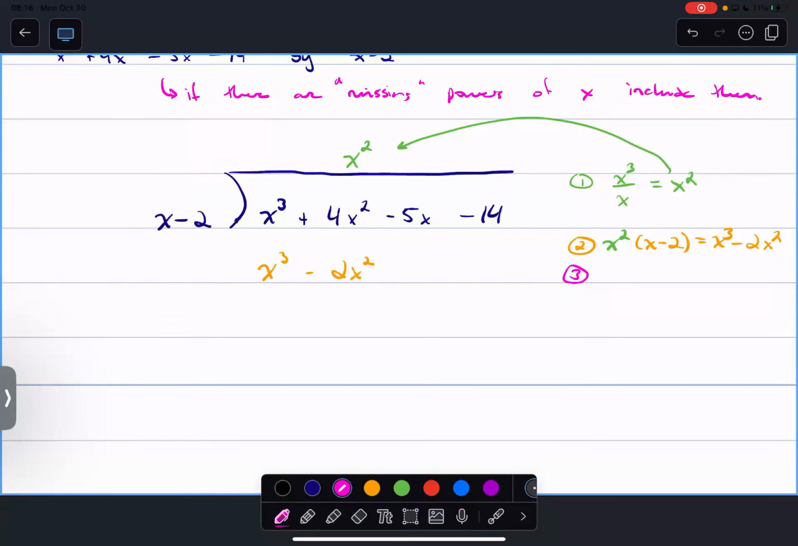The third thing we're going to do is subtract from the original. Which is going to look like this.